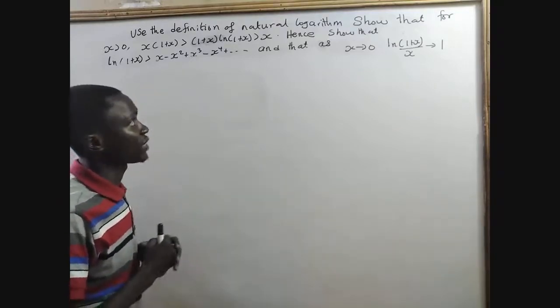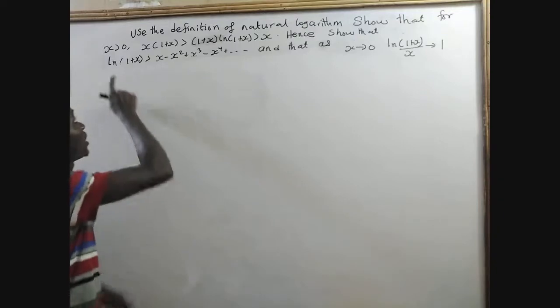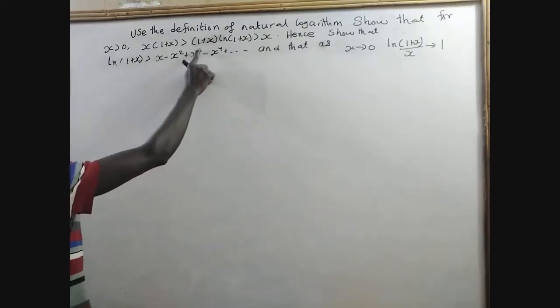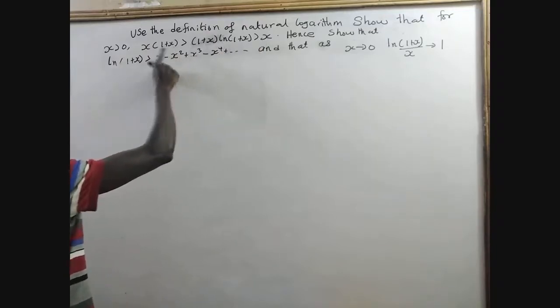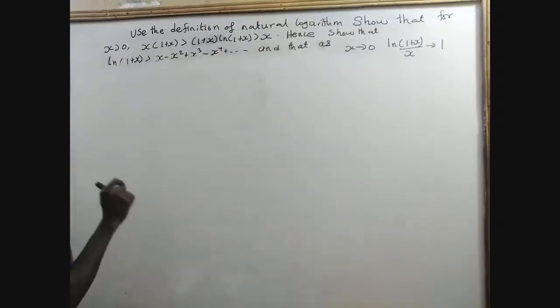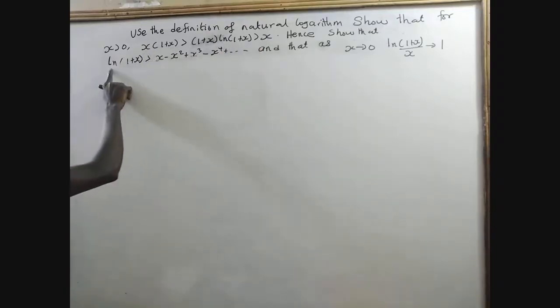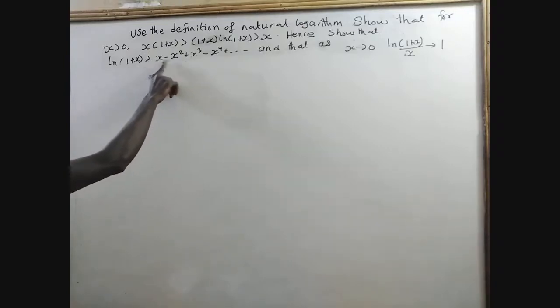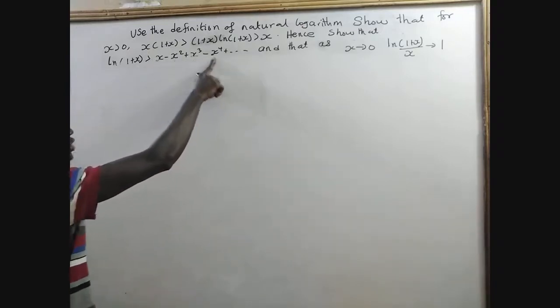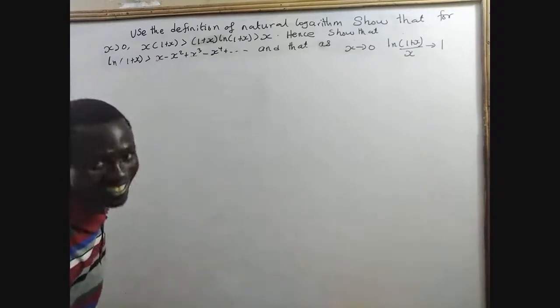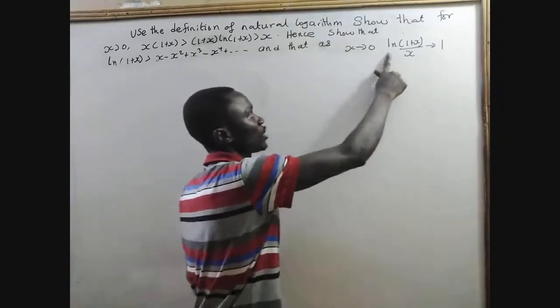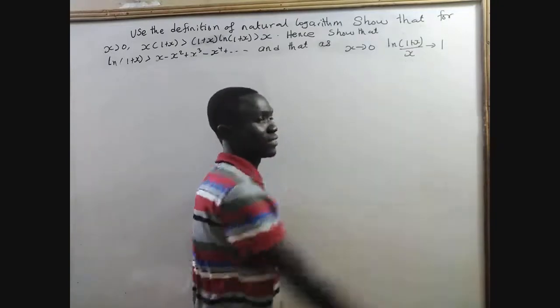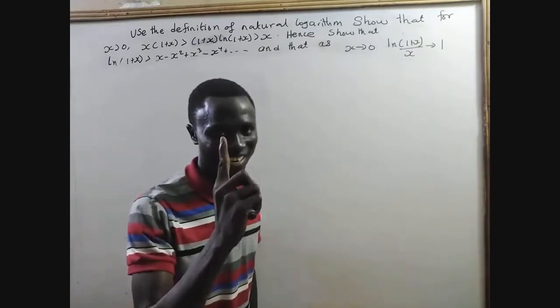Use the definition of natural logarithm to show that for x greater than 0, x over 1 plus x is less than natural log of 1 plus x, which is less than x. Hence, show that natural log of 1 plus x is greater than x minus x squared plus x cubed minus x to the power 4 plus dot dot dot. And that as x approaches 0, natural log of 1 plus x divided by x approaches 1.